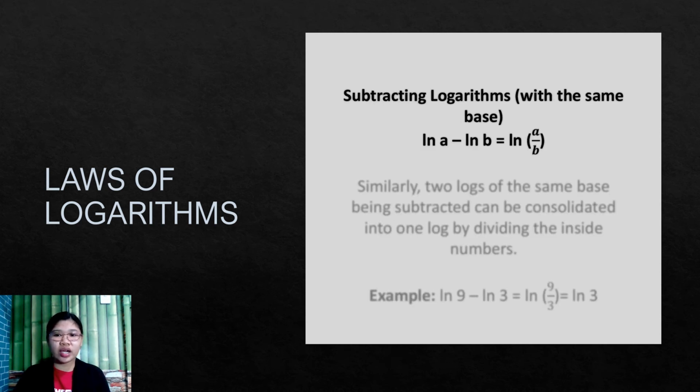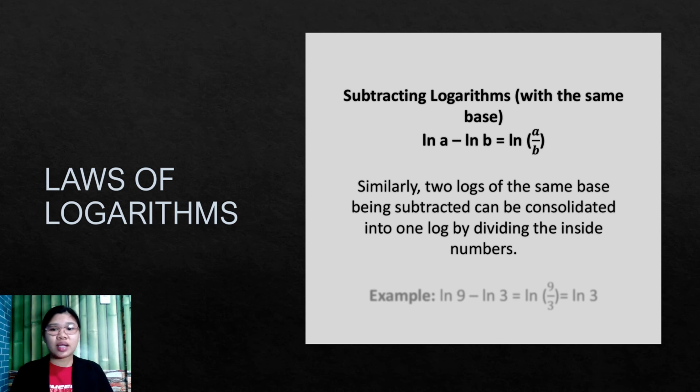So next we have subtracting logarithms, again with the same base. ln A minus ln B is equal to ln A over B. So this is the statement. Similarly, like adding logarithms, two logs of the same base being subtracted can be consolidated into one logarithm provided that you divide the inside numbers. In our general formula here, we have A and B. Since we decided to subtract them, our resulting logarithm is A over B.